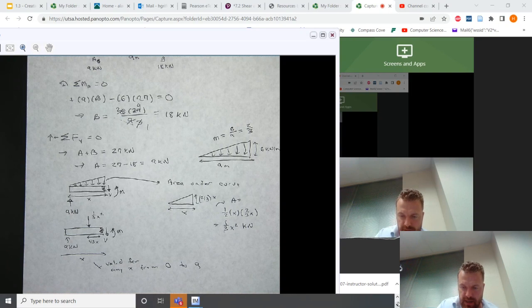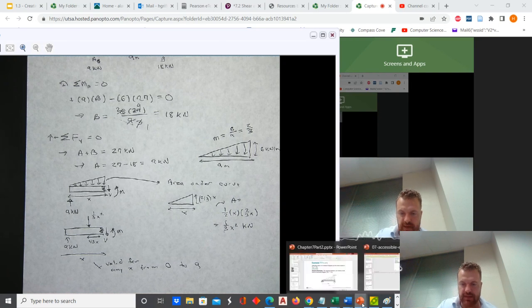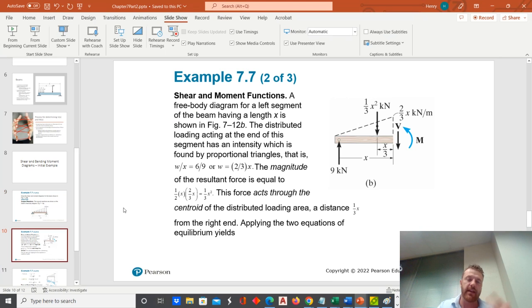So I'm going to go back to the PowerPoint now just to keep this video a little bit short. It's already at 7 minutes, and I have the solutions from the text slide actually typed in here. But the one thing I wanted to show you is that they've replaced the magnitude of that concentrated force by 1/3 x squared, the same thing we got. They're applying it at x divided by 3, or 1/3 x from the right side of the beam.